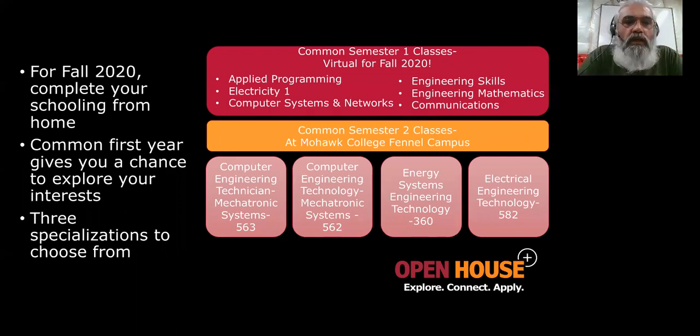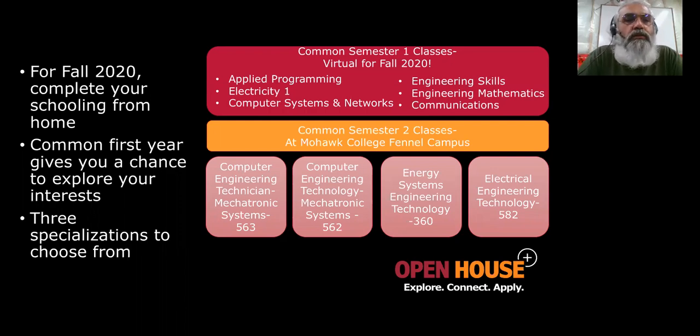So whether you start in the computer engineering program or the energy systems program or the electrical engineering program, the first year is going to be common. So you'll be sharing the same classrooms, the same labs with everybody who is taking these programs. If you're starting in fall 2020, these are the courses that everybody will take: the applied programming, the electricity one, the computer systems and networks, the engineering skills, and the engineering math and communication. So those are the courses that are common for semester one for everybody.